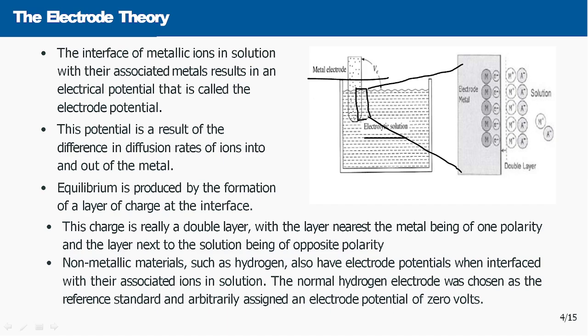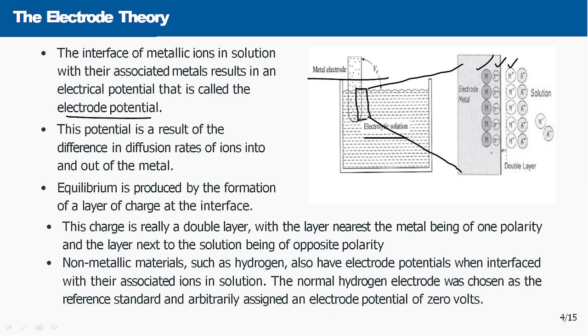Here you can mark that the interface of metallic ions in a solution with their associated metal results in an electrical potential, which is called electrode potential. What happens at this interface is that the electrode discharges ions into the solution, like this M plus ion. When these cations are discharged into the solution, they leave behind electrons inside the electrode metal.